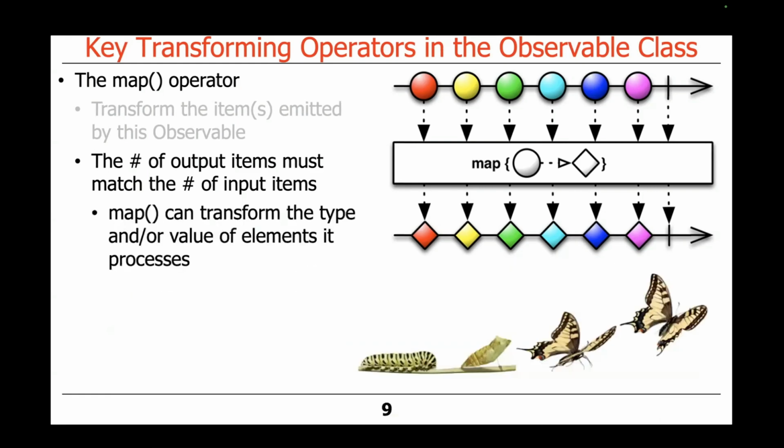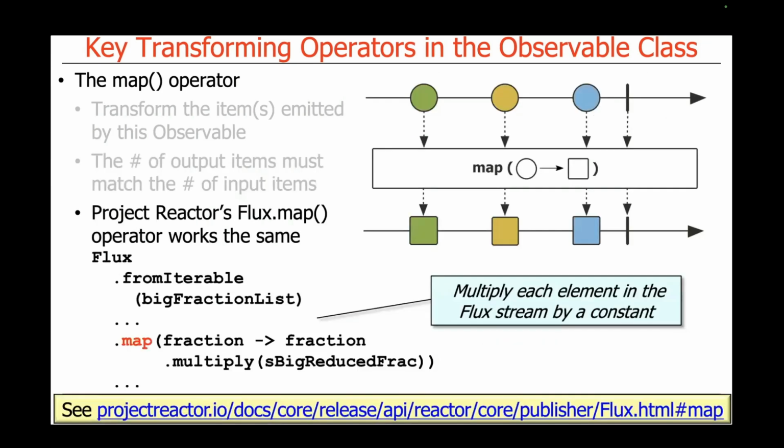The other thing to notice here is that map can transform the type and/or value of elements that it processes. So just to make a finer point on that, you can see here that we've transformed the types as indicated by the different shapes, and we've also potentially transformed the values, for example, multiplying them. Project Reactor has a map operator that works in exactly the same way. You can multiply each element in the flux stream by a constant.